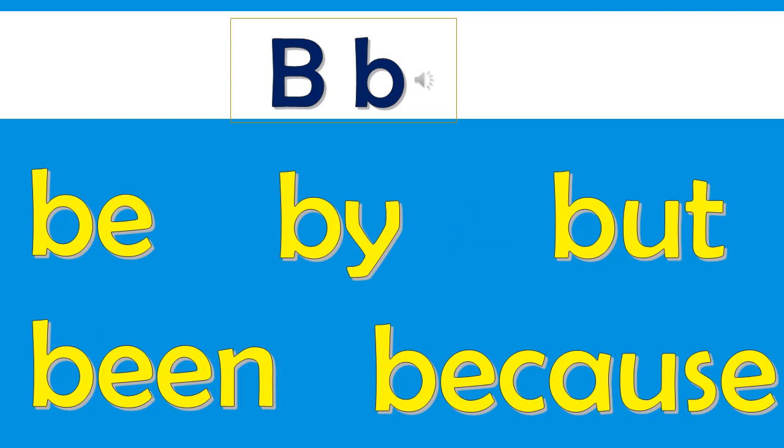B: be, by, but, been, because. Now let's use them in a sentence. Be confident. By: I made this cake by hand. But: I don't want to, but I need to. Been: I've been there. Because: he doesn't want to stand because he is shy.